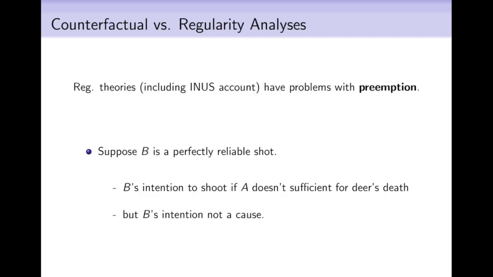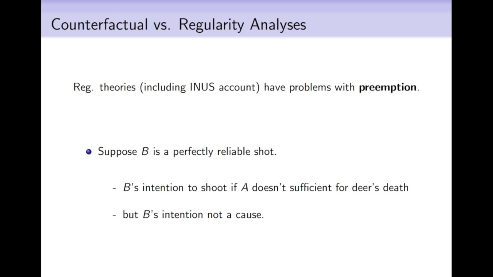So if it works out, then great, because preemption cases are a bit tricky, and we saw last week that regularity theories have some difficulties dealing with preemption cases. So just to recap that, with reference to the example that we've just given, suppose Bob is a perfectly reliable shot.